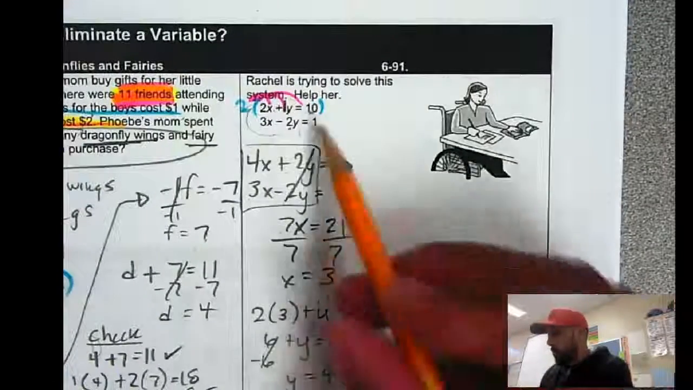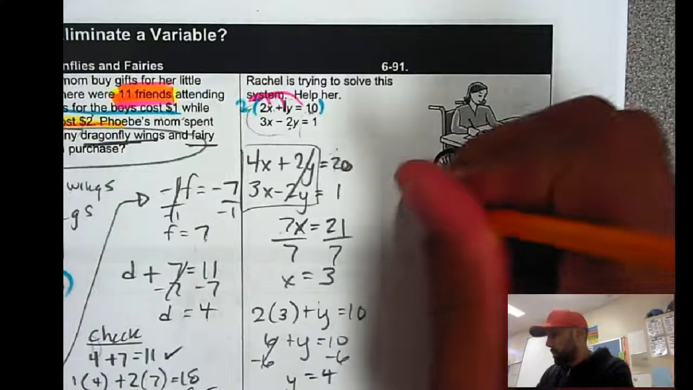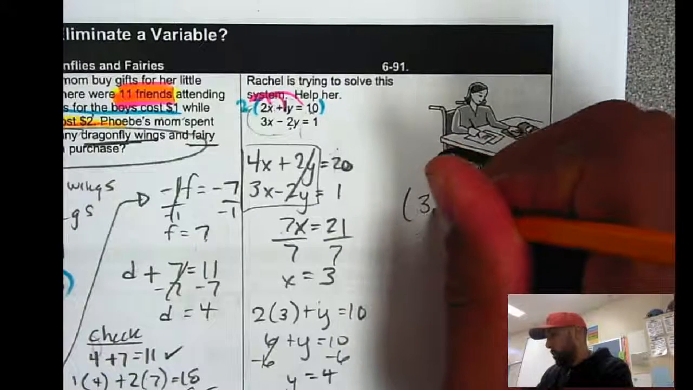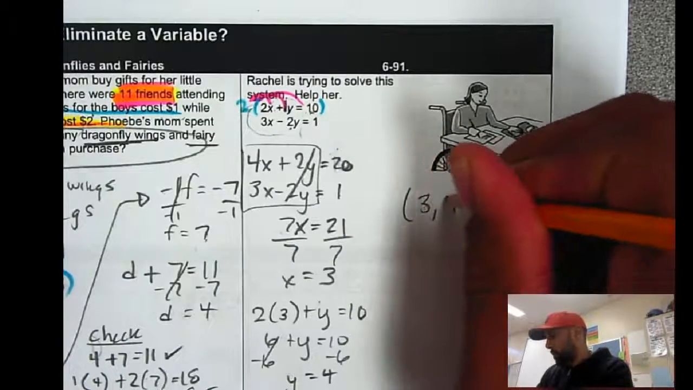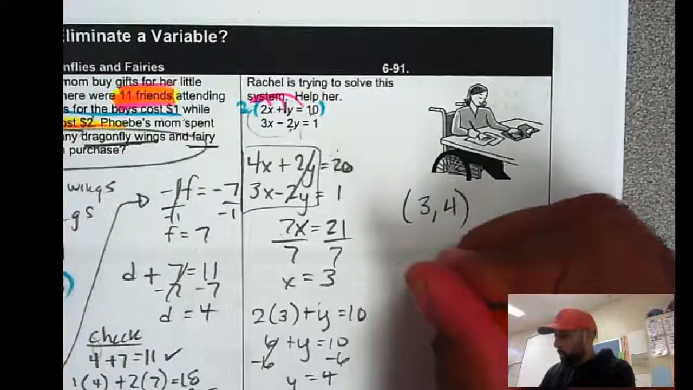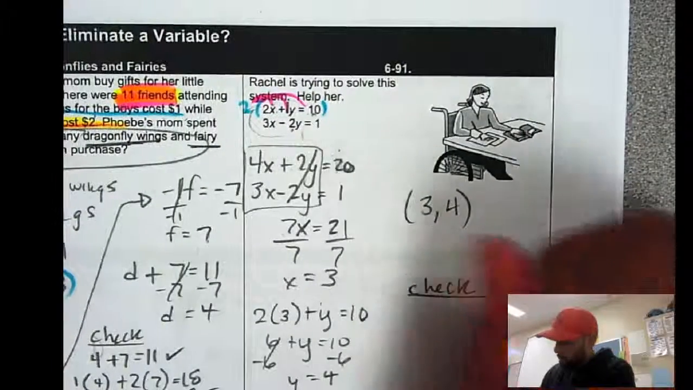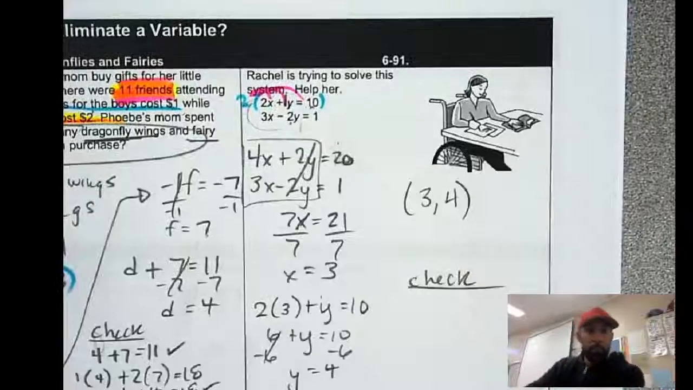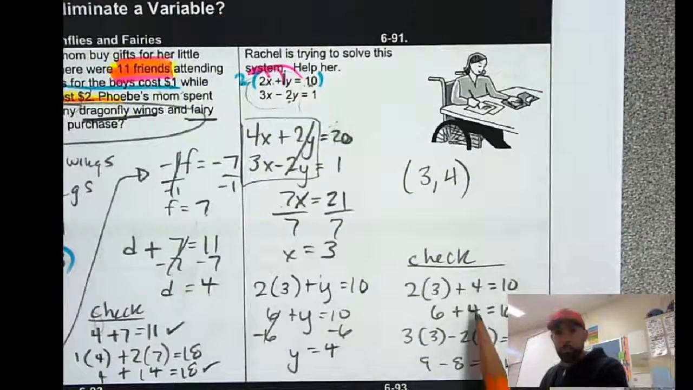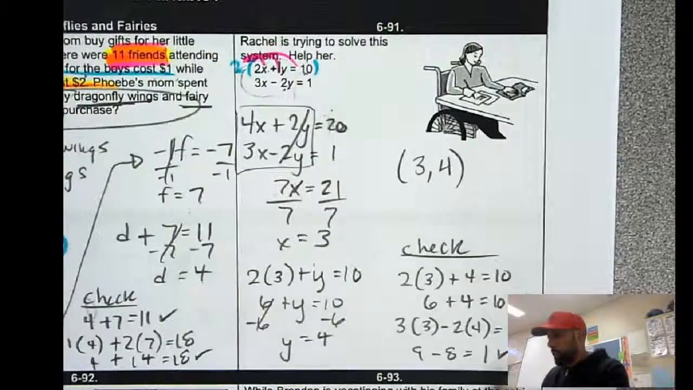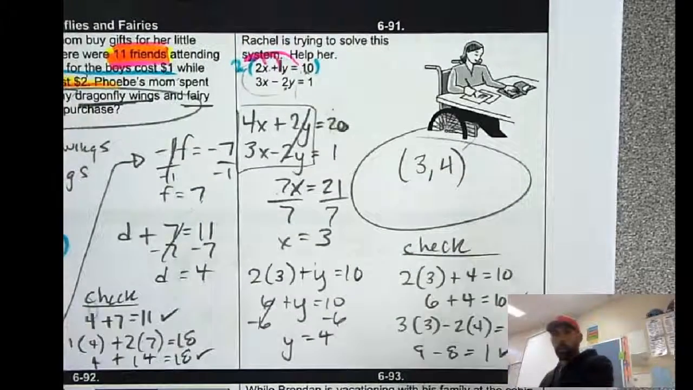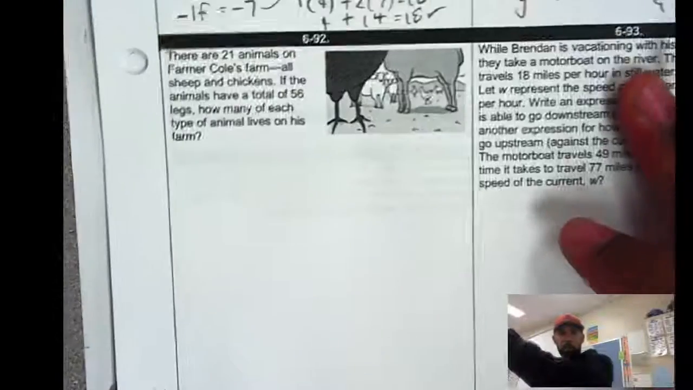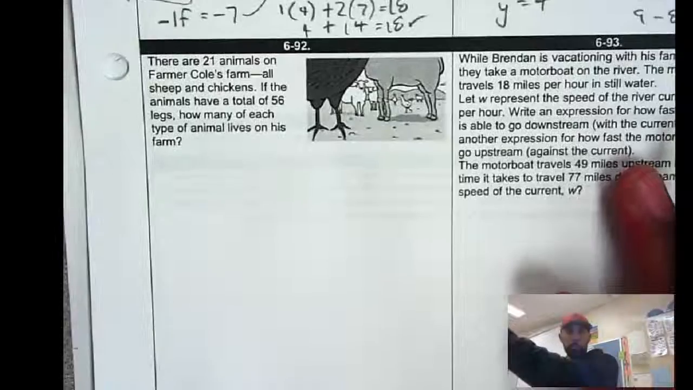Now remember, if it's not a real situation, you need to write this as a solution or as an ordered pair, with x and y as a coordinate, and then don't forget to check your work. You can see I jumped ahead and checked my work. I plugged them both in, and this solution works. Now we're going to go down here to this problem about farm animals.